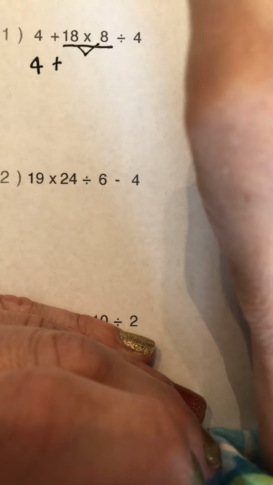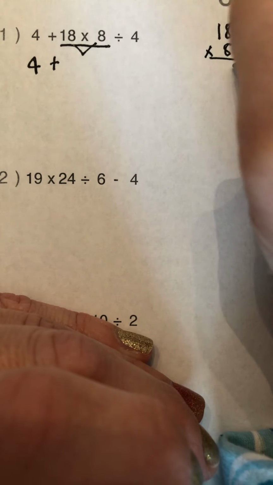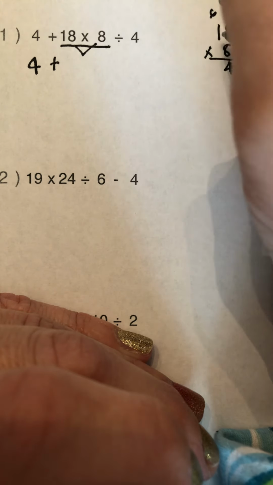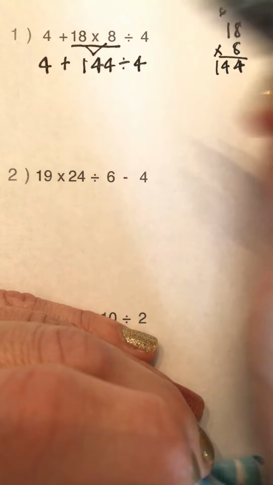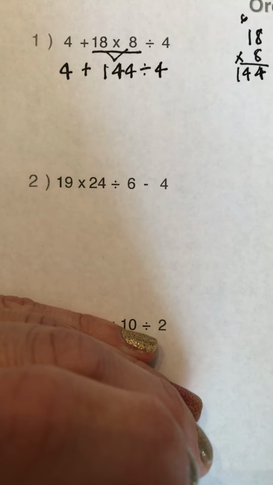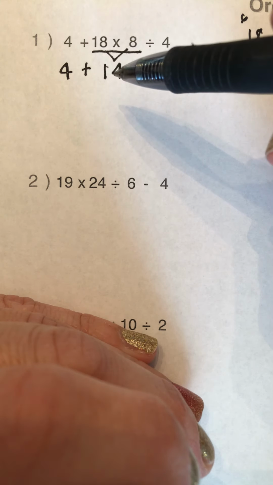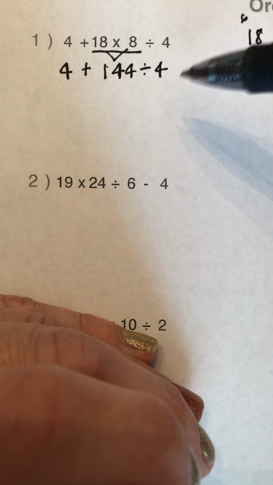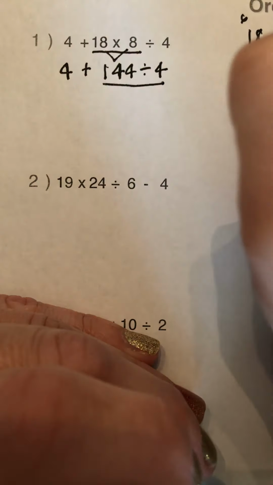And I don't know 18 times 8 off the top of my head, so I'm going to go over here and multiply. 8 times 8 is 64, and 8 times 1 is 8, plus 6 more is 14. So 144 divided by 4, okay? So now I've done the multiplication, and now I know I do parentheses, exponents, multiplication, then division. So I'm going to underline this because this is what comes next. So we'll say 144 divided by 4.